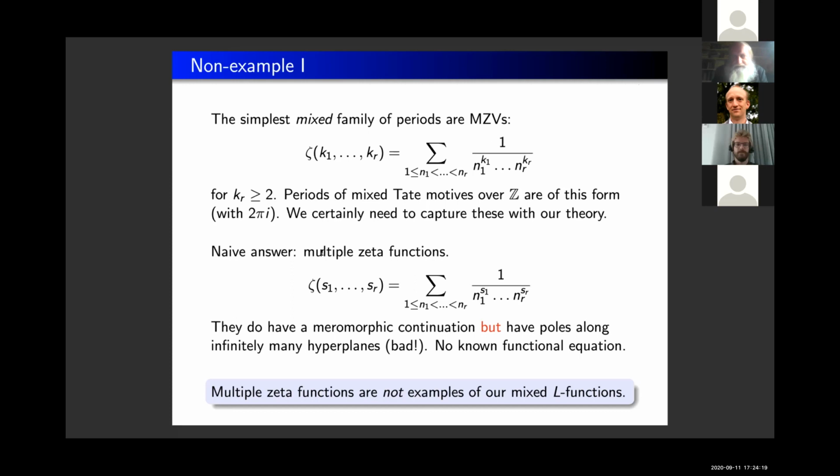So we want to get multiple zeta values as values of our mixed L functions, at the very least. And a naive answer to this would be to simply do like the Riemann zeta function and replace the indices with an s, and look at what's called a multiple zeta function. Now, in fact, these do have a meromorphic continuation. I think that was proven by Zhao. But they have poles along infinitely many hyperplanes.